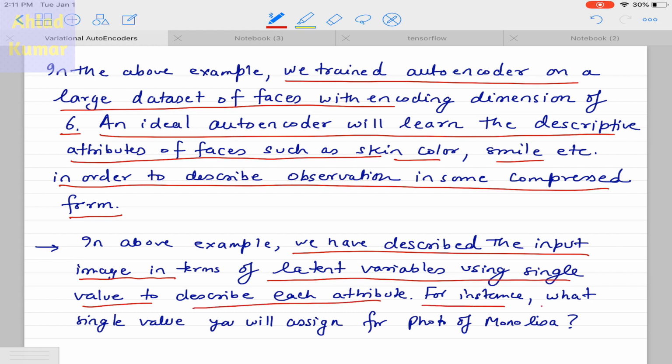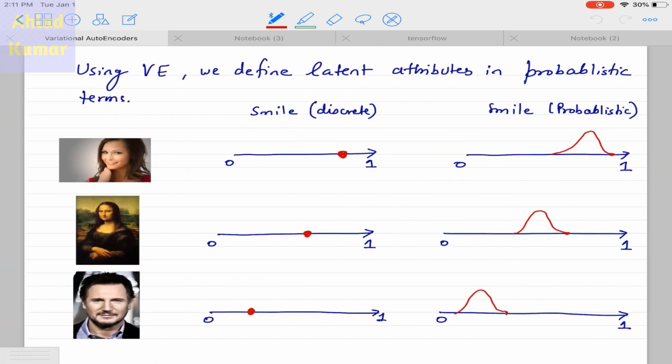So for instance, what single value will you assign for a photo of Mona Lisa? So then the problem comes. In this, variational autoencoders will try to help us in solving it. Here we present a comparison between autoencoders and variational autoencoders. Here we are discussing only the smile attribute.